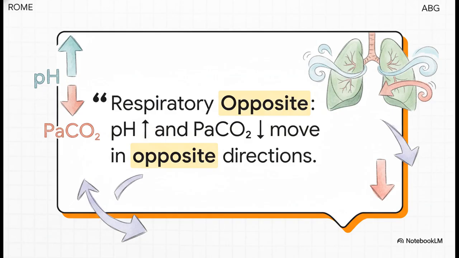If you're ever staring at an ABG panel and feeling a little overwhelmed, just remember this simple mnemonic, ROME. It stands for Respiratory Opposite Metabolic Equal. For any respiratory problem, the pH and the PaCO₂ will always move in opposite directions. So for us, the pH goes up and the PaCO₂ goes down. It's a foolproof trick that works every single time.